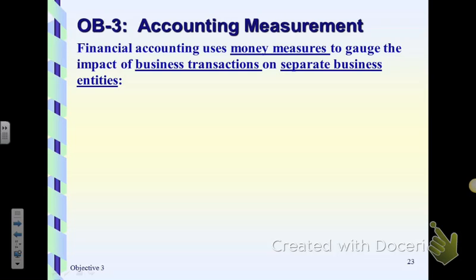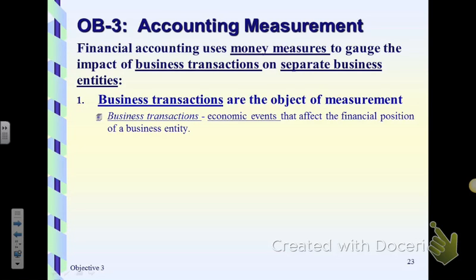So financial accounting uses money measures to help gauge the impact of business transactions on the separate business entities. Basically, a business transaction is an objective measurement of the activities that are taking place, and it's an exchange of values, those monetary values, between 2 or more parties.